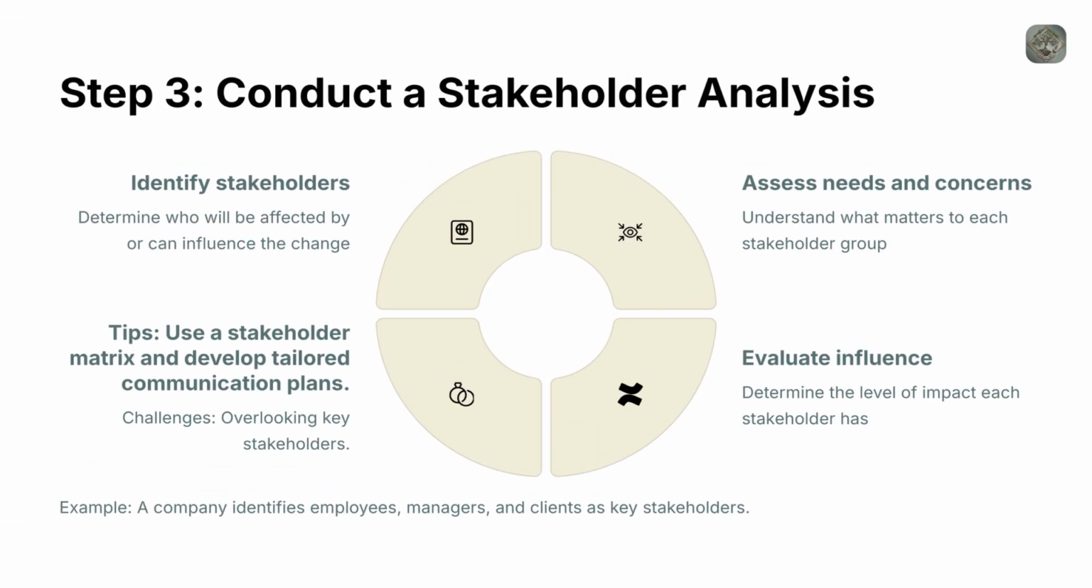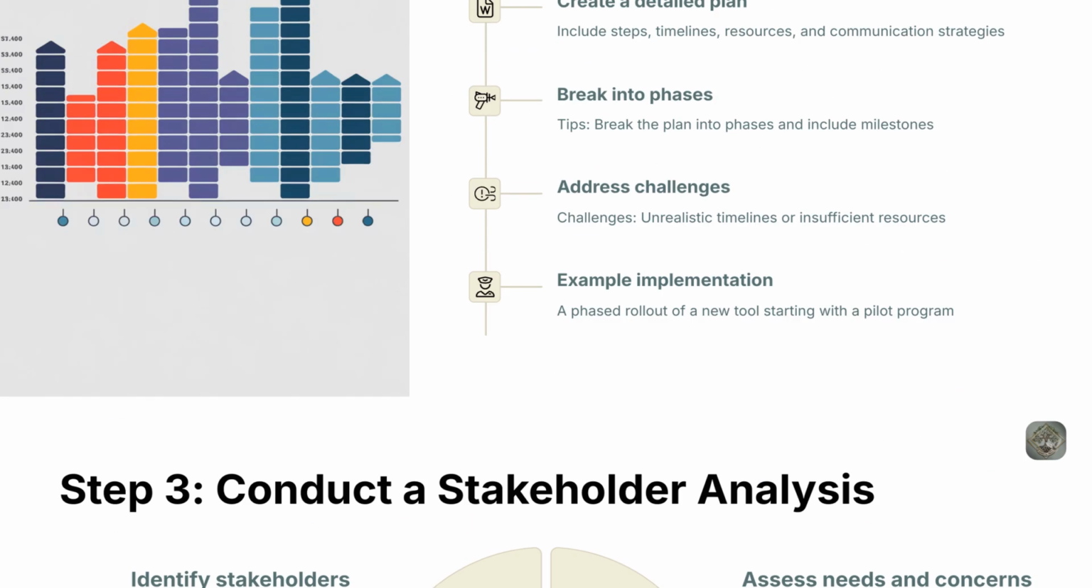Step 3 is to conduct a stakeholder analysis. Identify all stakeholders affected by the change and assess their needs, concerns, and influence. Use a stakeholder matrix to categorize them and develop tailored communication plans. For example, a company introducing a new policy might identify employees, managers, and clients as key stakeholders and plan targeted communication for each group. This step helps build trust and reduce resistance.